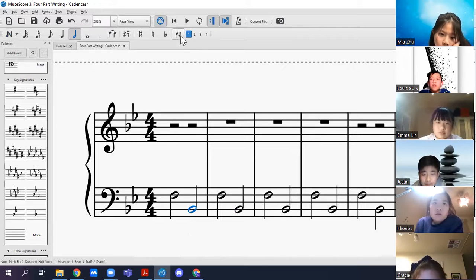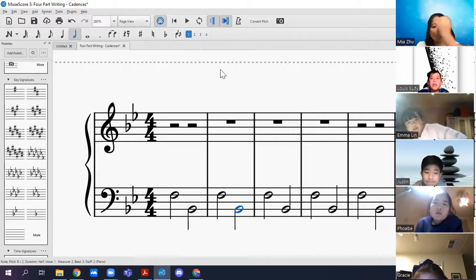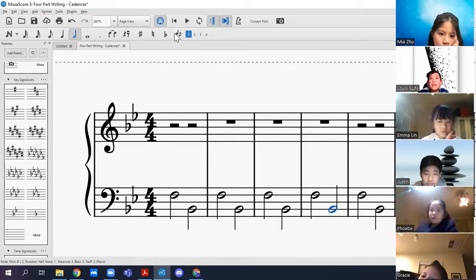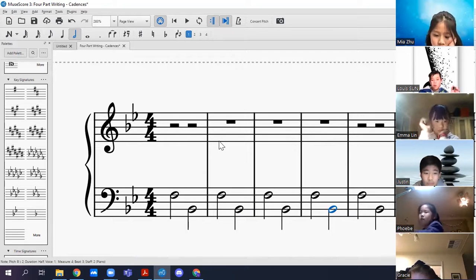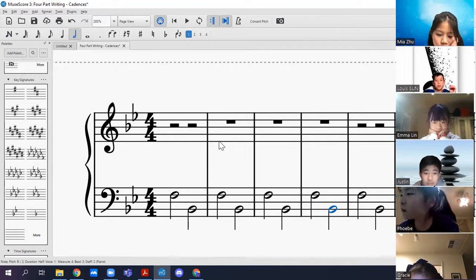So this is your template for the perfect cadence in B flat major. As you can see, the basses are ready for you. Okay, there's one thing I want to clarify. I might have done this already before, but it doesn't seem like you guys are getting the hang of it. What is the difference between the tonic, the root, and the bass?